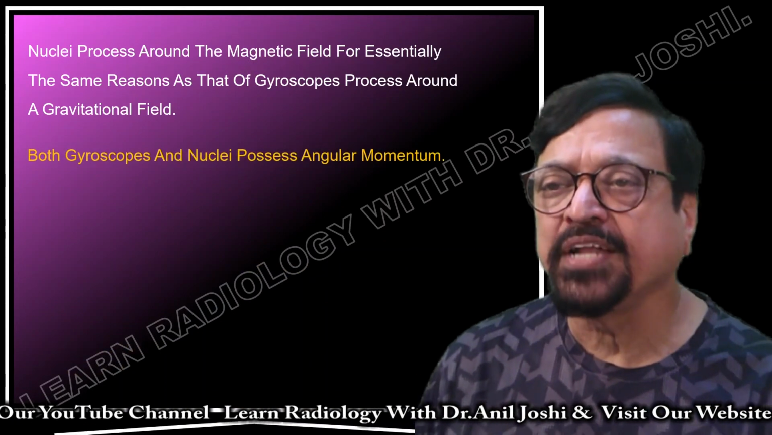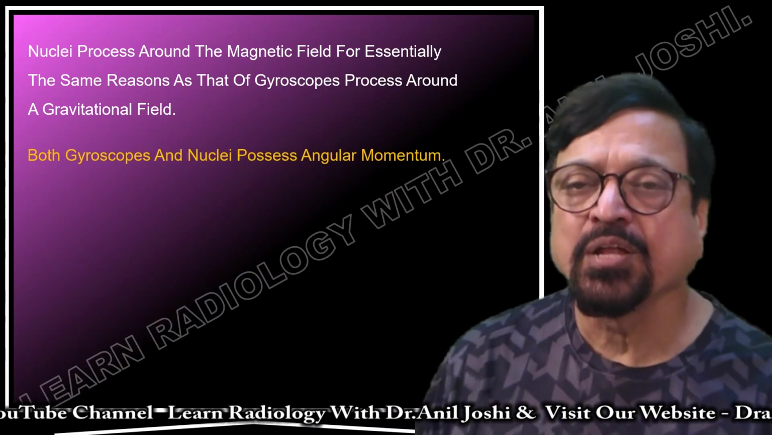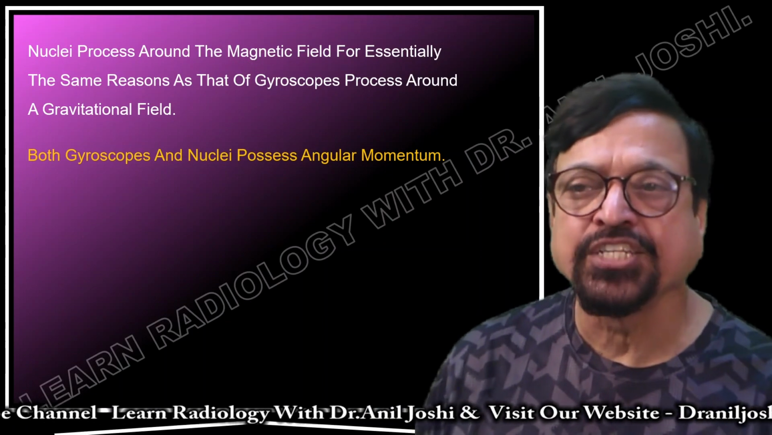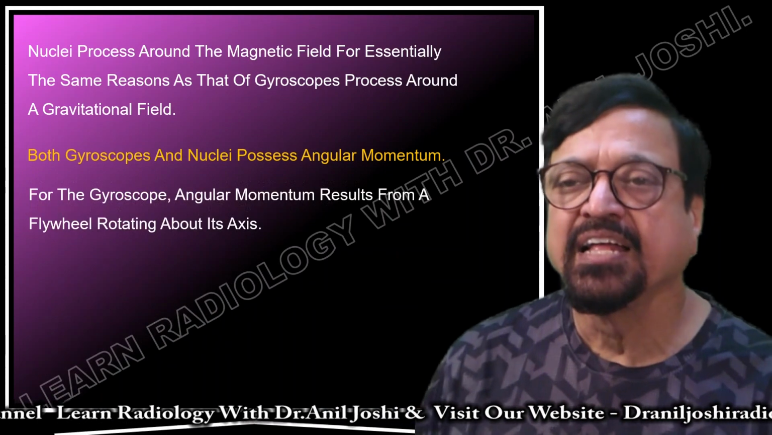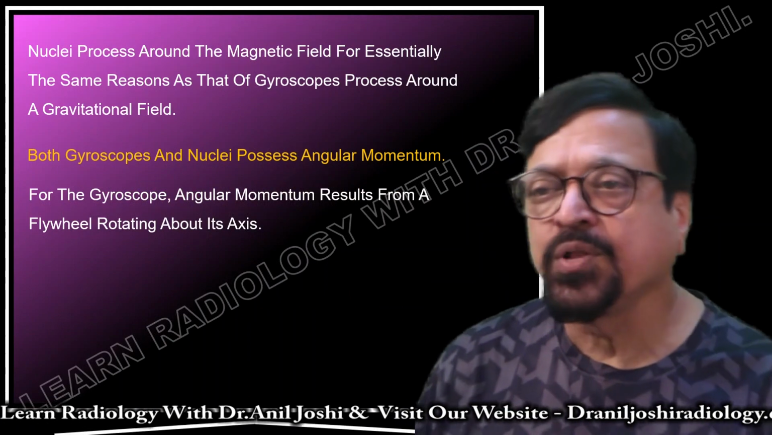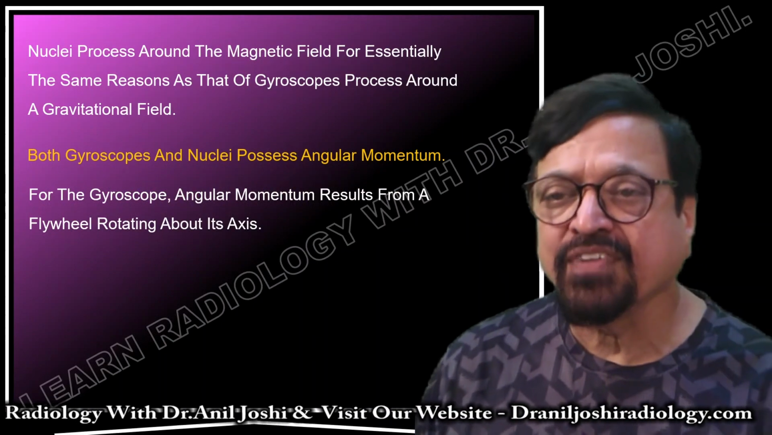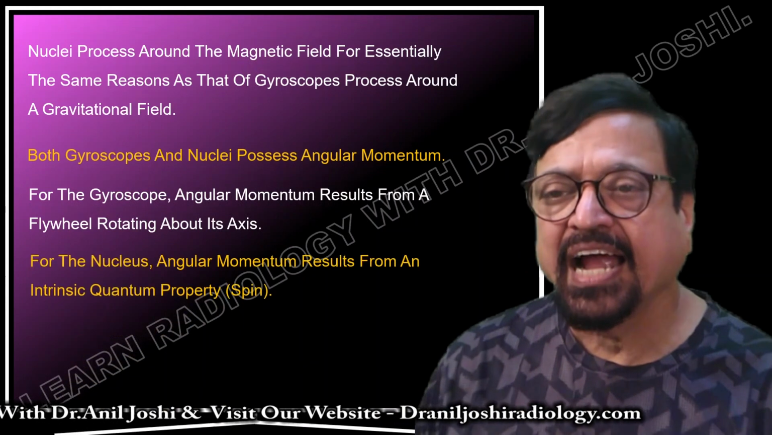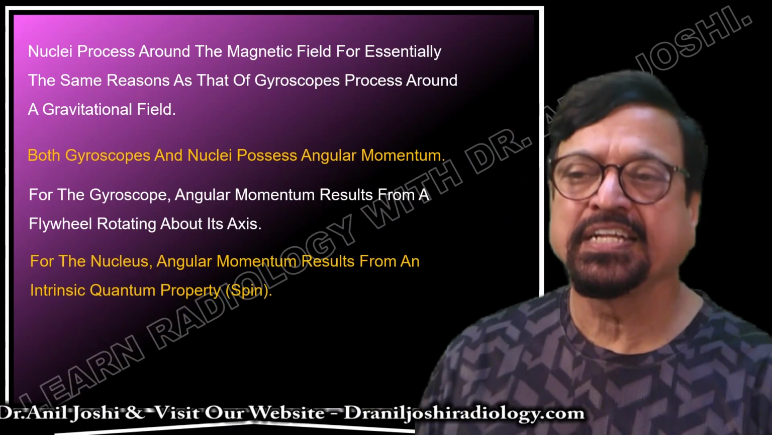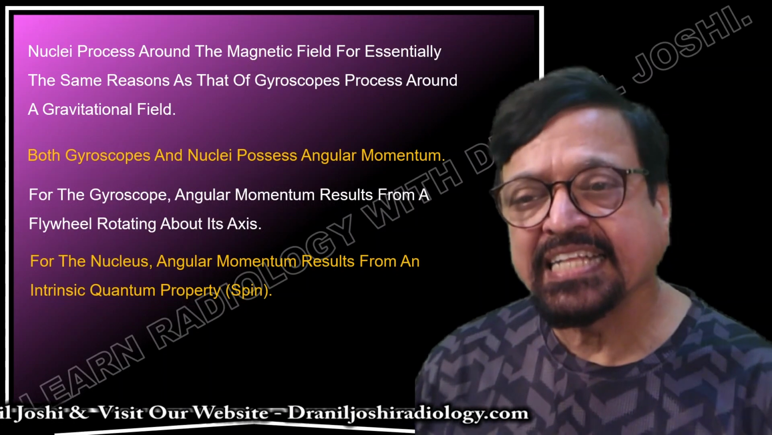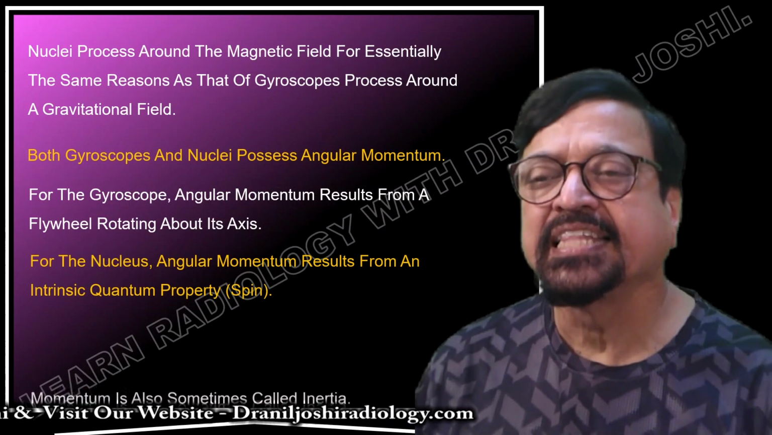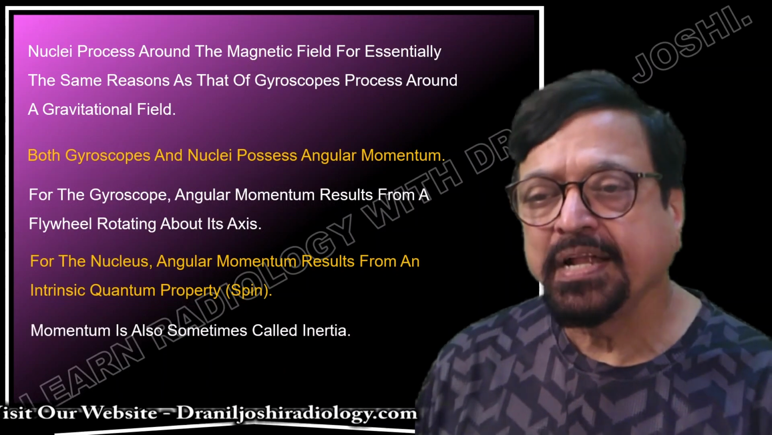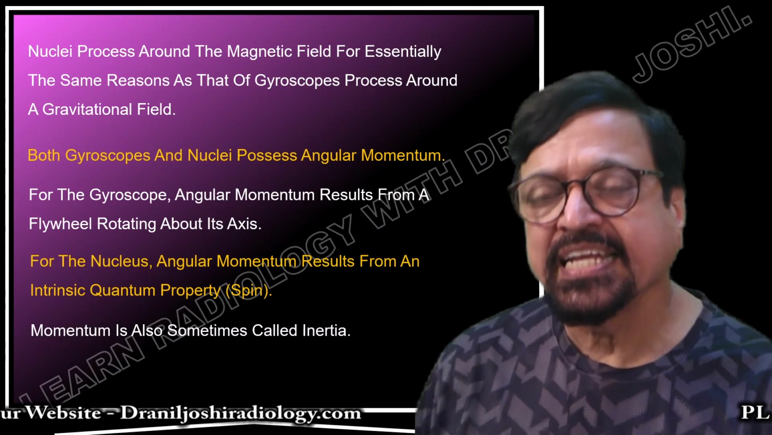Both gyroscope and nuclei possess angular momentum, that is the momentum they have achieved because of the angular speed. For the gyroscope, angular momentum results from a wheel rotating about its axis, and for the nucleus, angular momentum results from an intrinsic quantum property, that is the spin. The momentum is also sometimes called inertia.